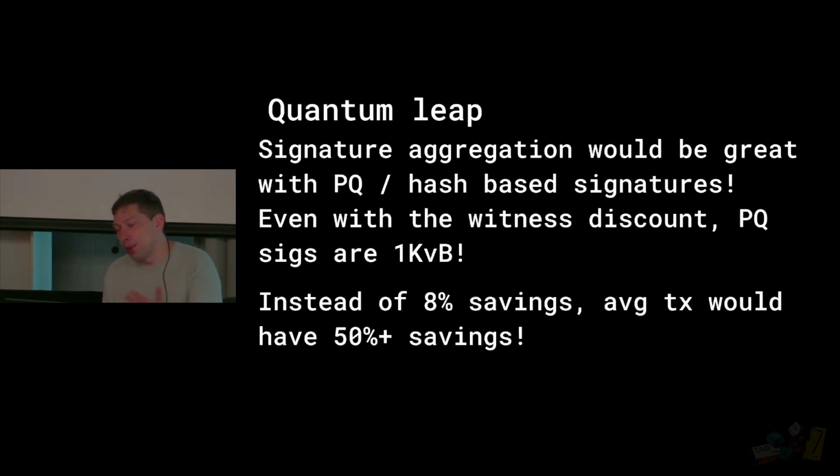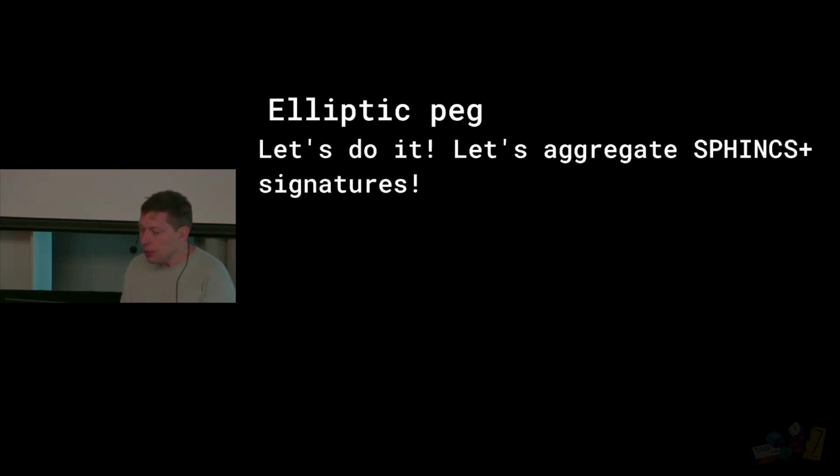And with these post-quantum signatures, if you did switch, maybe you'd also need to crank up the witness discount. That's a whole other argument I don't want to get into. But a way to aggregate these would be really powerful. Okay, so let's do it. Let's aggregate SPHINCS+ signatures.